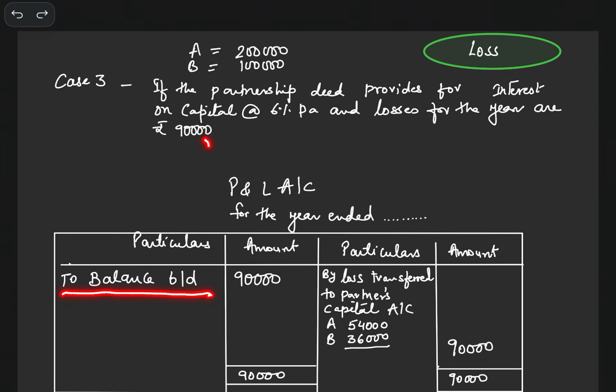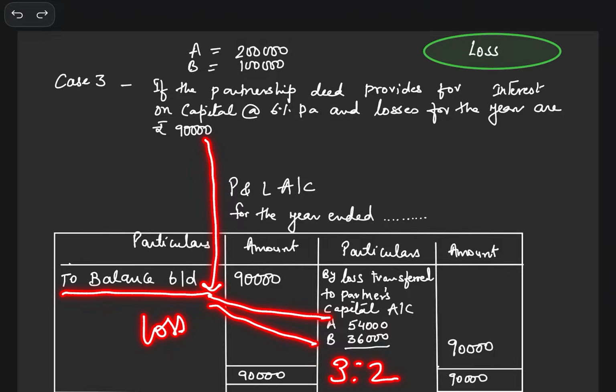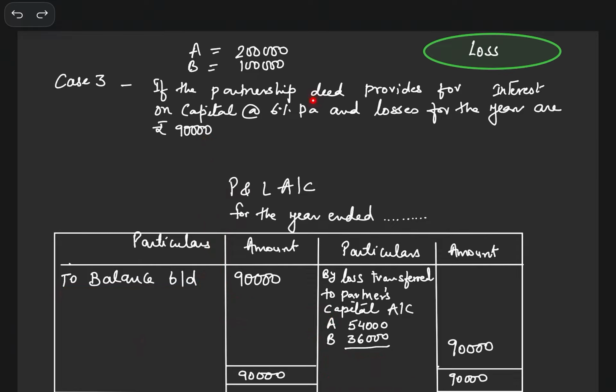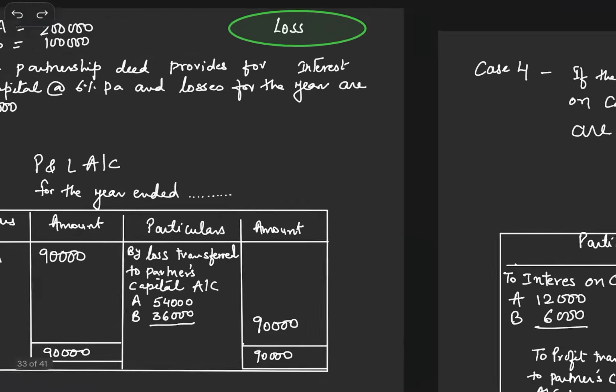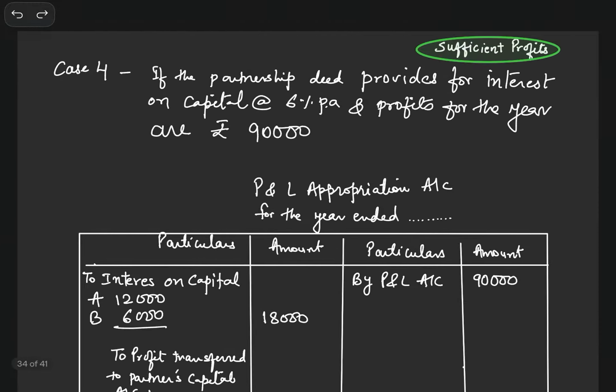So when there are losses, please see, we'll transfer to balance brought down this loss of rupees 90,000, right? And it is being distributed between the partners in their profit sharing ratio, that is 3:2, right? There is a difference between case 2 and case 3. Case 2 was silent, whereas case 3 is clear cut informing that the partnership deed provides, but there are losses, right? I hope it is clear. Let's move on to the next case.